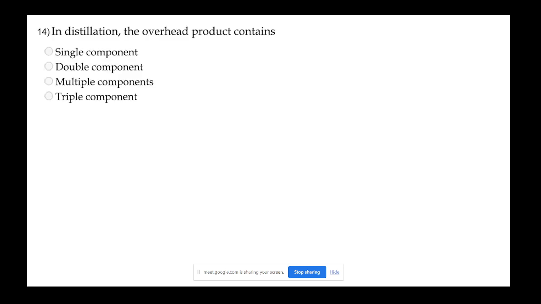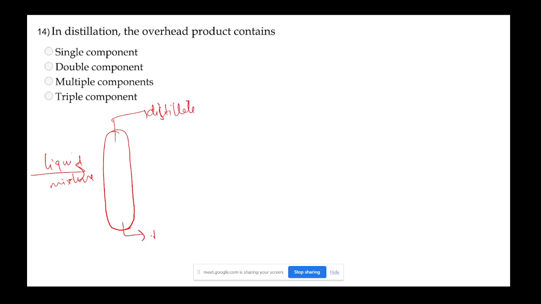Moving forward, next question is, in distillation the overhead product contains dash. So what you do in distillation is, you have a liquid mixture and you try to separate distillate and residue, like bottom. So there can be n number of components also. It can start from a binary mixture to n number of components.